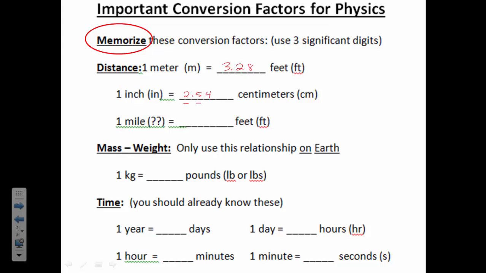Remember, we're going through 1, 2, 3 significant digits in each one of these. You need to know these pretty good, guys. 1 mile is 5,280 feet. That's actually 4 significant digits. And that's a definition, 5,280 feet a mile.